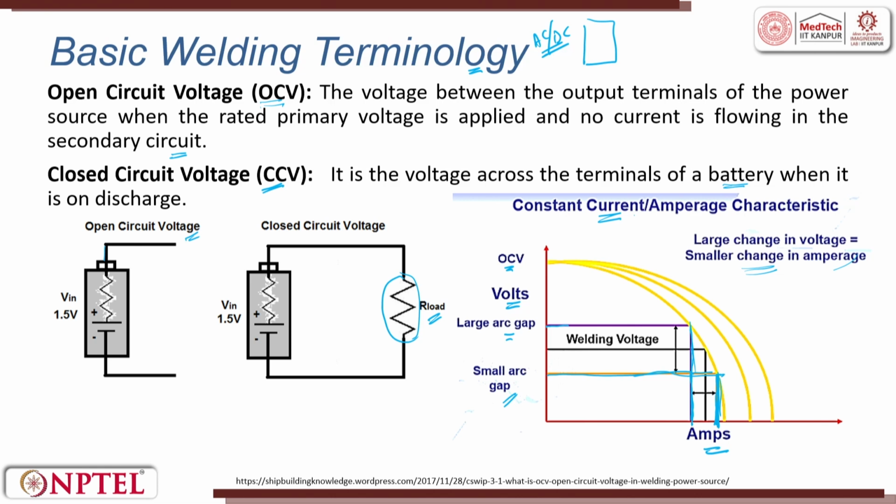Today what has happened is you set the voltage, you bring the electrode closer. Now it is automatically adjusting the gap, the arc length, so that you get the best out of it. You are supposed to understand the open circuit voltage and the closed circuit voltage.